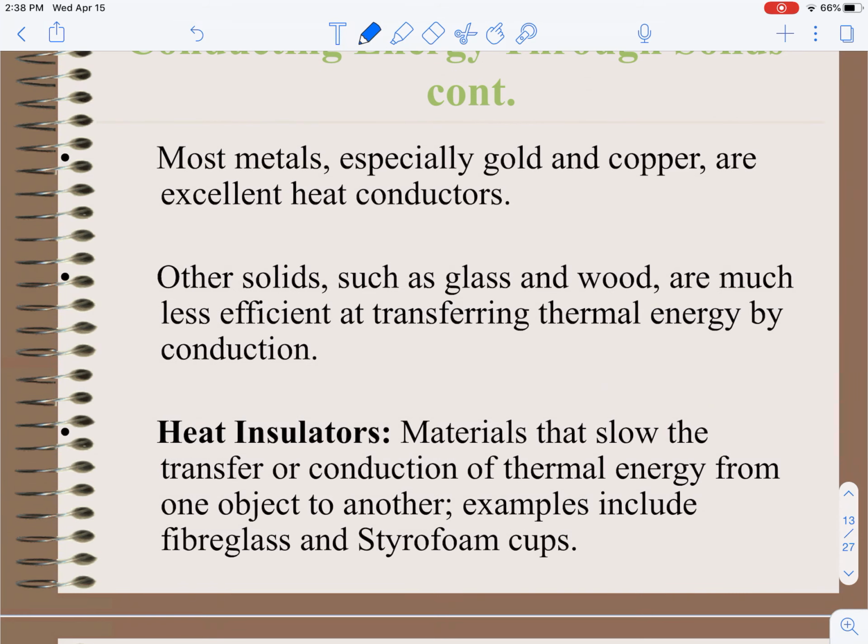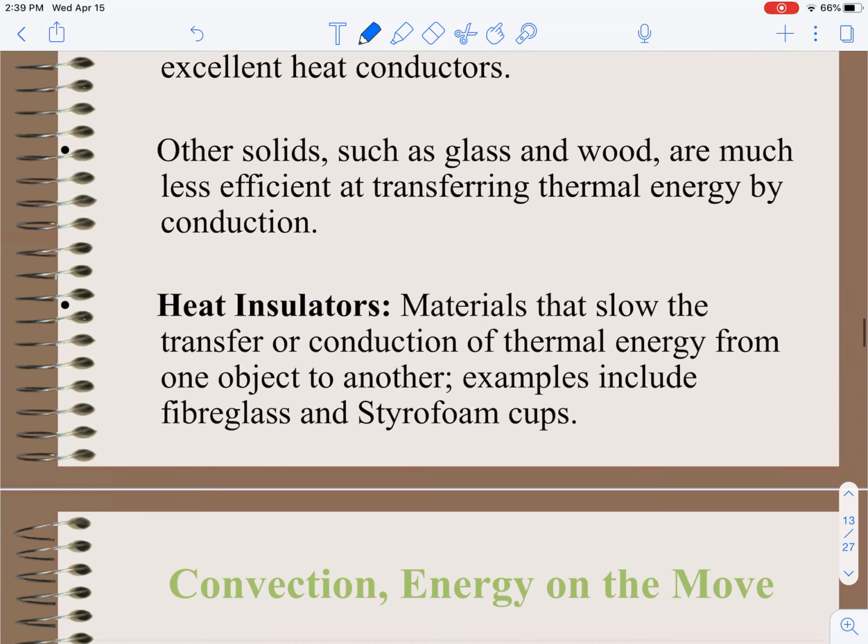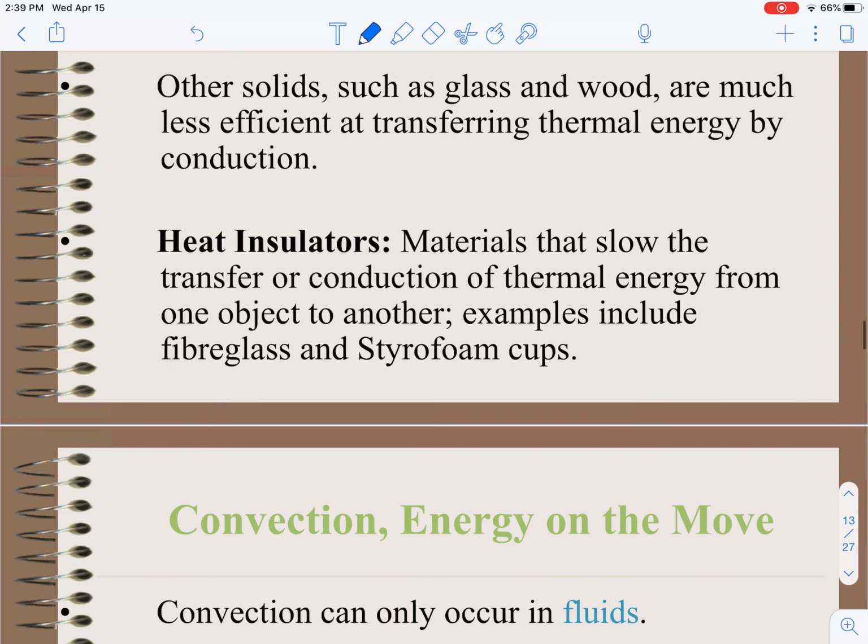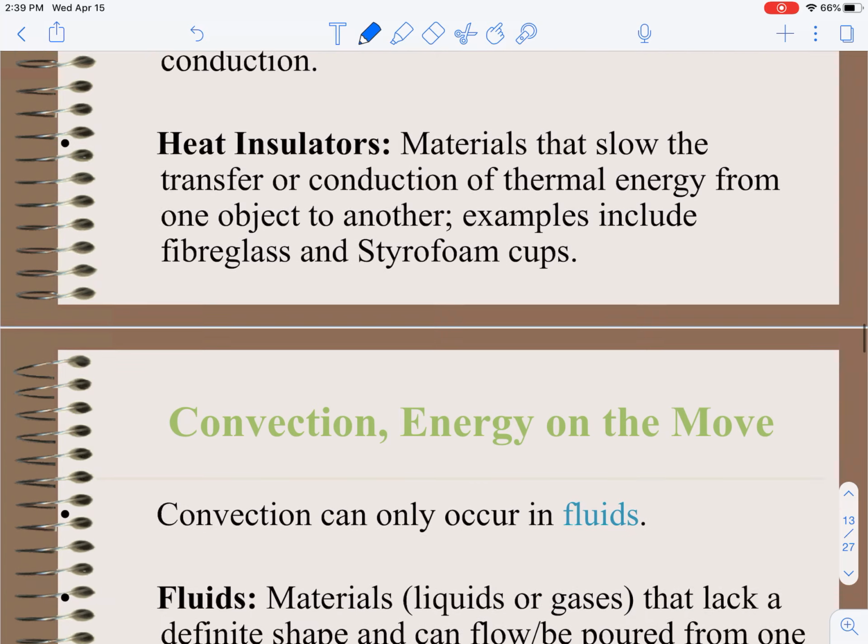So good conductors, you've heard of this before, would be things like metals that get hot really quickly, whereas insulators would slow down or stop the conduction. So something like fiberglass or styrofoam would be an insulator. Holding a styrofoam cup of hot chocolate is more comfortable than holding a glass cup or metal cup of hot chocolate, because that heat would go right into your hand.